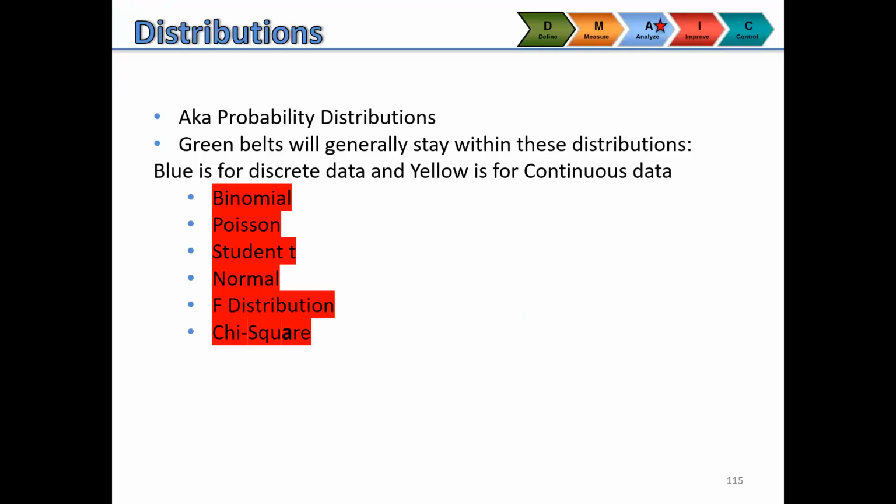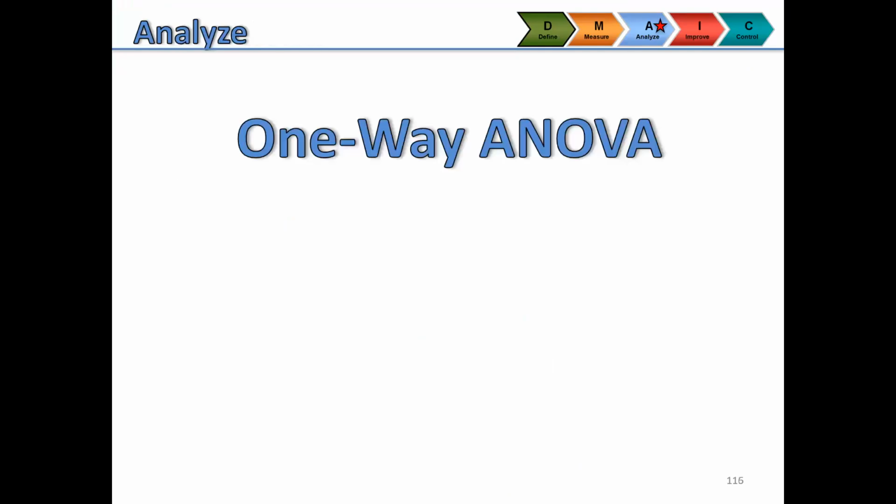And again, just a reminder, these are the distributions that we use mostly. It's basically a pattern of data. We're looking for a pattern of data, with normal, Student's t, and chi-square being the most common. Binomial is yes, no, so I'm using that for discrete data. Pass, no pass, go, no go, stuff like that.